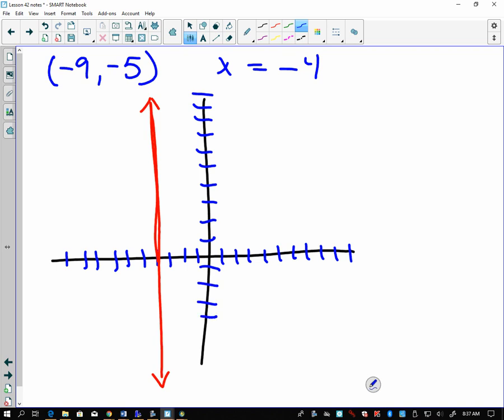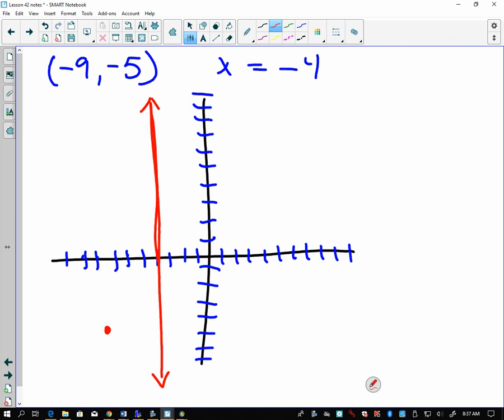1, 2, 3, 4, 5, 6, 7. Granted, this would be a whole lot better on an actual coordinate gridded out plane. But negative 9 is going to be negative 1, 2, 3, 4, 5, 6, 7, 8, 9, and then down 5. Let's see, 1, 2, 3, 4, 5.